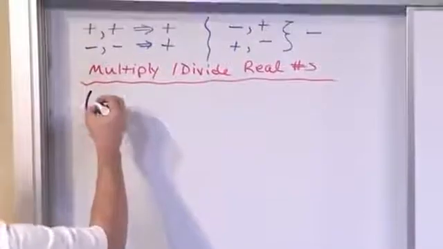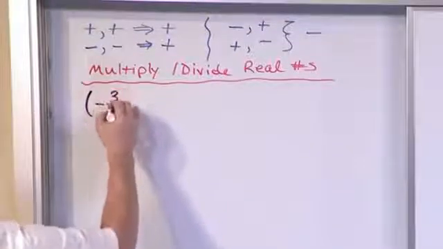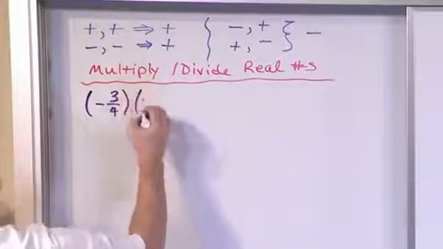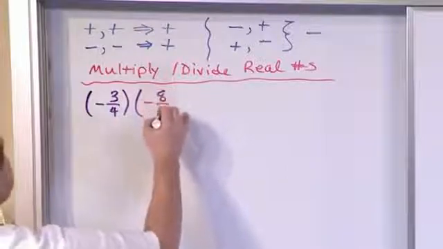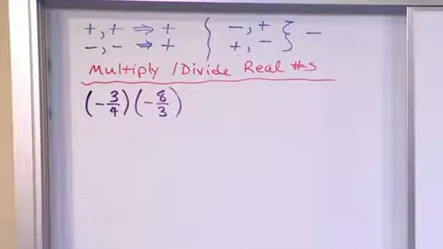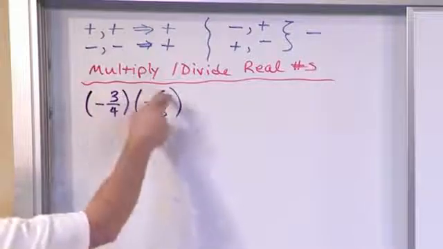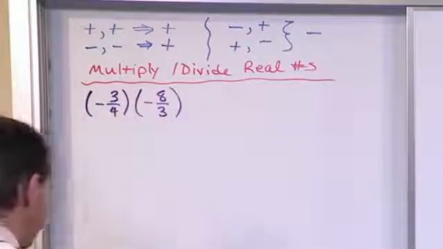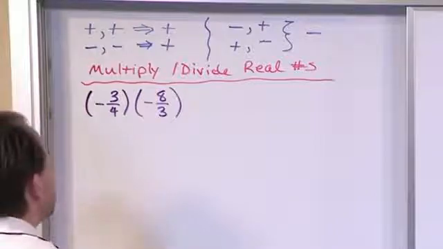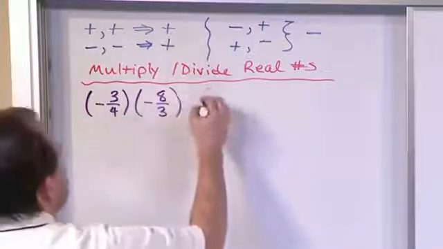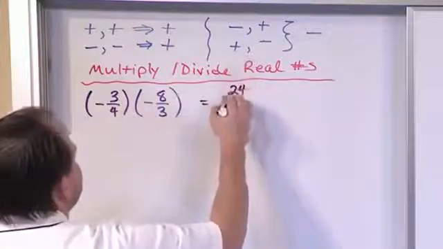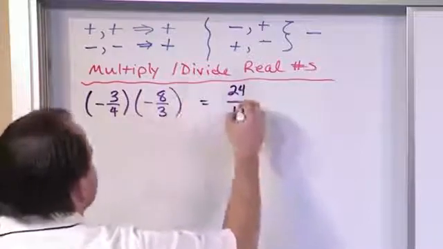All right, what if we had negative 3/4 multiplied by negative 8/3? So here we're mixing our knowledge of multiplying with our knowledge of fractions. So how do you multiply fractions, first of all? Well, multiplying fractions is easy. You multiply the tops, and then you multiply the bottoms. So let's do that. What is 8 times 3? That's going to give you 24 on the top. What is 4 times 3? That's going to give you 12 on the bottom.